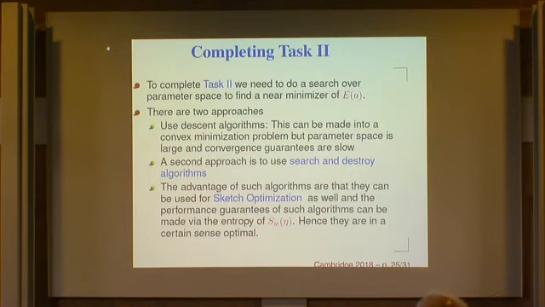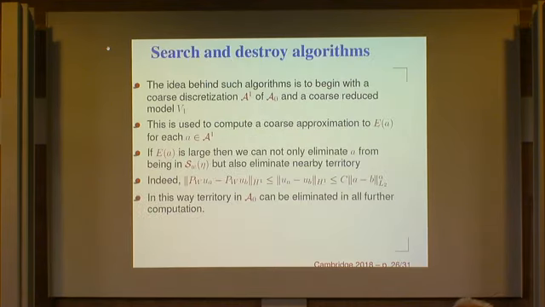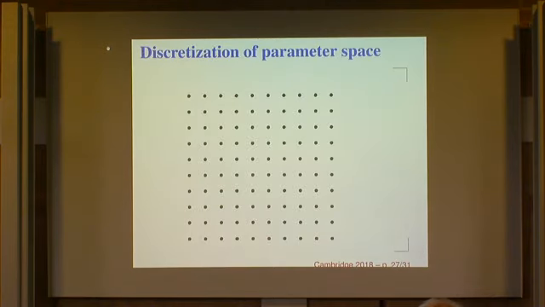Our strategy here, both for the small ball and for the sketch problem, will be to test parameter domains to see for which A, P_W of u(A) is close to W. I'm going to do this in what I call search and destroy algorithms. What we're going to do is best described pictorially. So this is a discretization of the parameter domain, right?